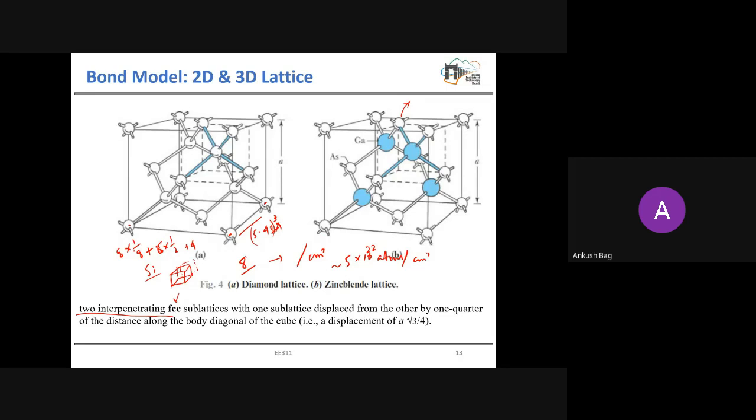So this is the atomic density of silicon. Now similarly, as I mentioned, gallium arsenide is another important compound semiconductor. Gallium arsenide has this crystal structure, which is called the zinc blende lattice.